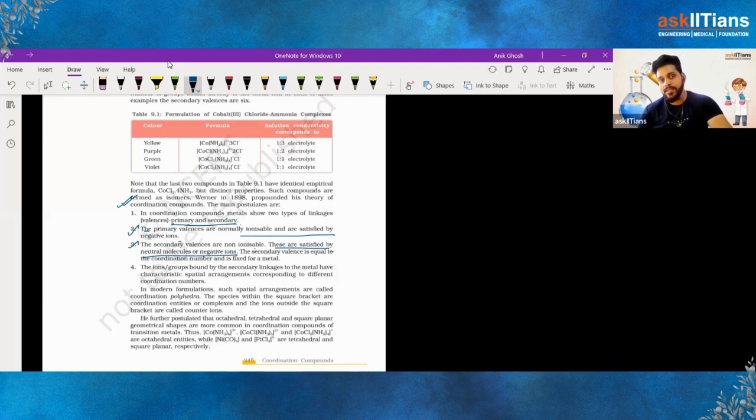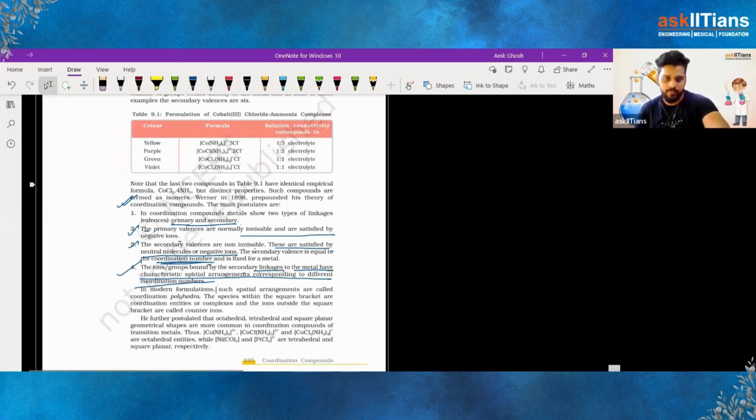The secondary valency is equal to the coordination number. Very important statement of a fixed metal. Point number 4, they are saying that the ions or groups bound by the secondary linkages to the metal have characteristic spatial arrangement corresponding to the different coordination numbers. Okay, let's understand what are they trying to say by these 4 statements.